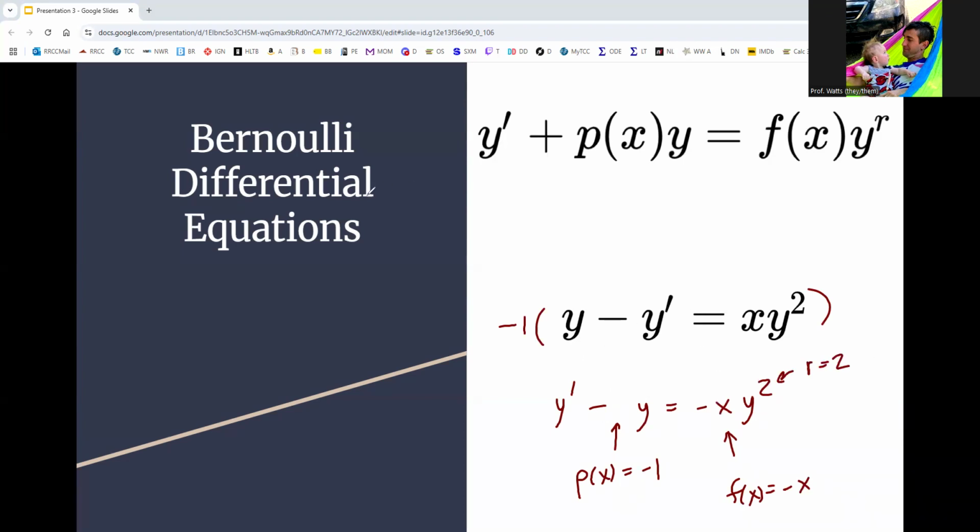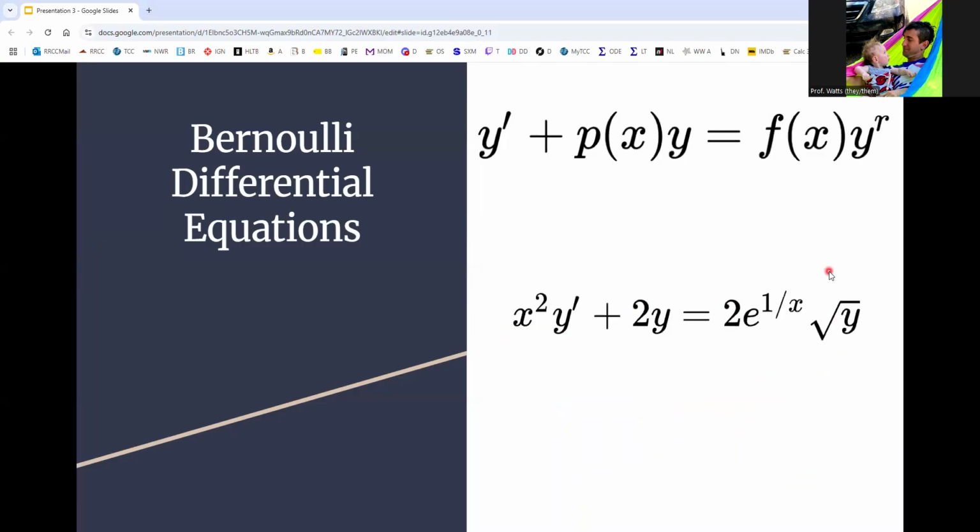All right, so I have an example for you to try. So here's an example of a Bernoulli differential equation. Put it in standard form and then identify P of X, F of X, and R. I'll give you a second to do that. All right, pause if you need more time.